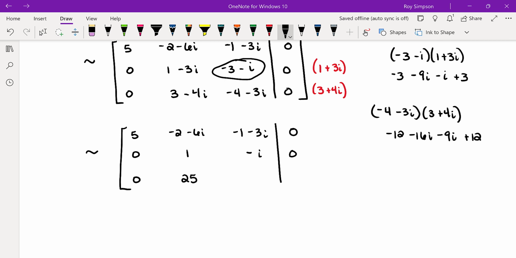And again, we get this beautiful -25i, and I could divide that entire row by 25. And you see it's identical to the row above, so I can zero it out.